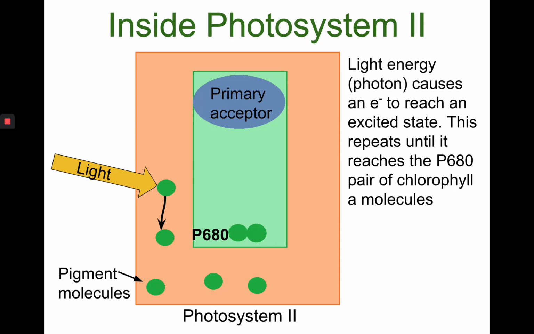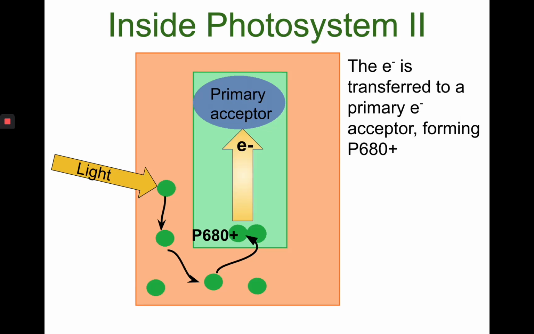The electron is going to get transferred from chlorophyll into the reaction center. So what's happened so far is we've transferred the energy from the electron into the reaction center. And at the reaction center, the electron is going to get transferred to the primary electron acceptor. Our reaction center has now become P680+ because it lost an electron, and the electron is at the primary electron acceptor because it's going to help it move on to the electron transport chain.